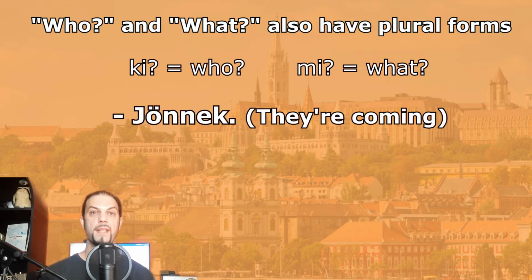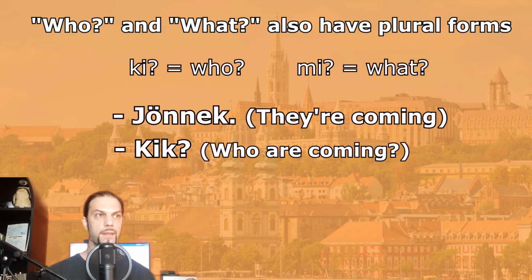Jönnek. It can be translated as they come or they're coming. Then you can ask, kik. Who are coming? Since your friend said they're coming, you know that it's more than one person. So you use the plural form of the question word who to figure out who are coming. Interesting, right? Okay, let's see how to use the K suffix.